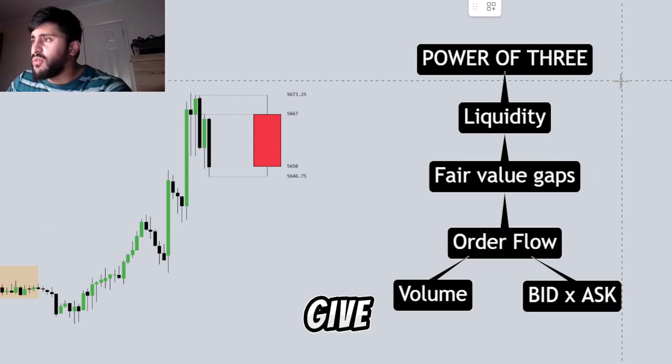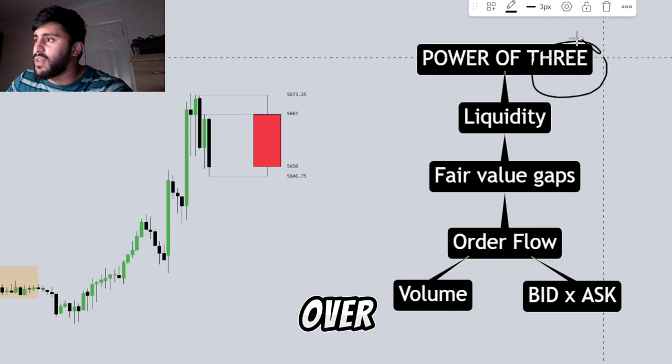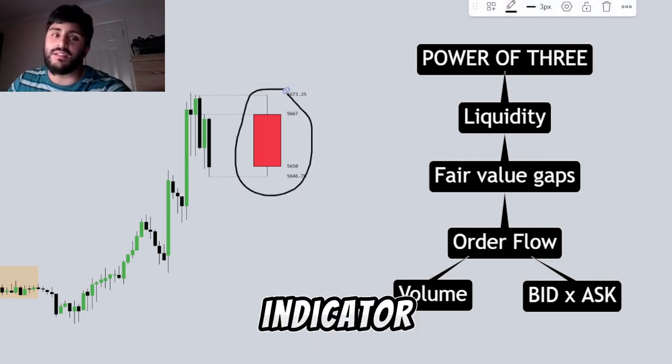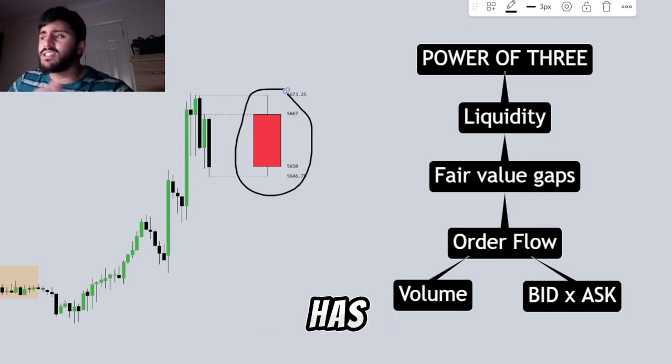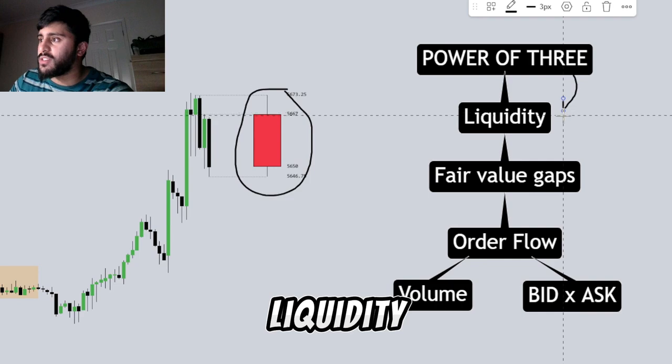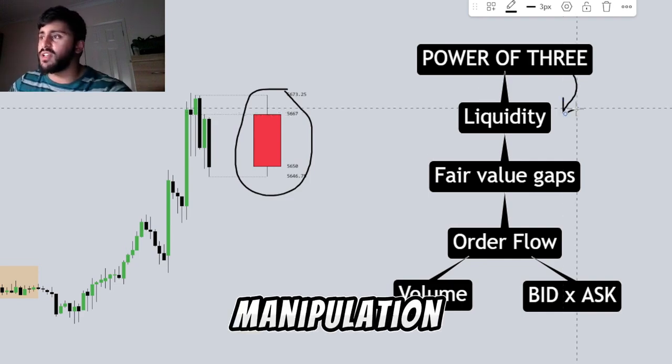So let me give you an example, right? You're using the power of three, and we all understand this indicator over here. We all understand how this indicator works, right? So we're using this indicator. But this indicator alone has to be used with other concepts. Let's break this down, right? You need to understand the liquidity sweep. Liquidity is very important because it gives you context on where the manipulation has occurred, right?